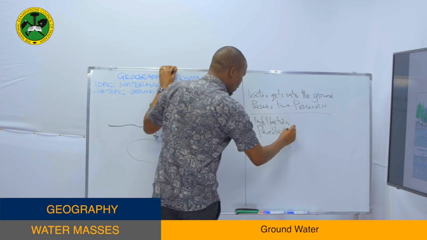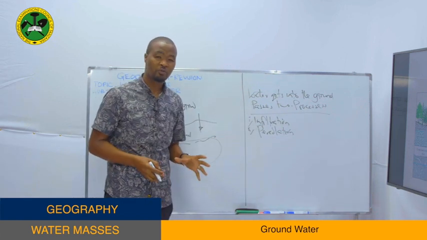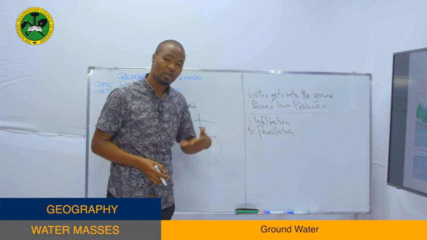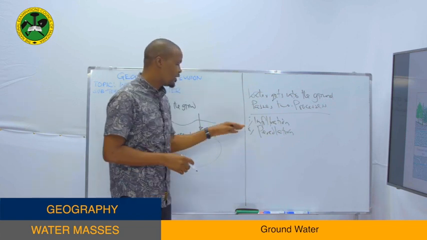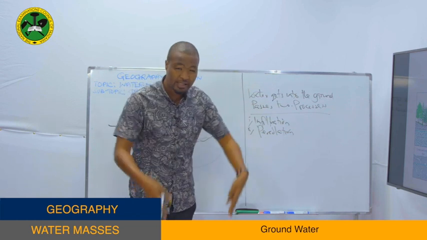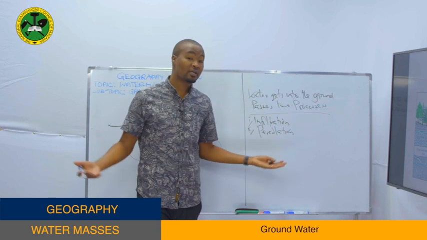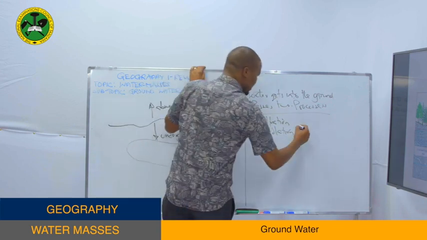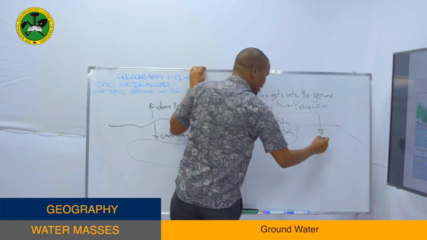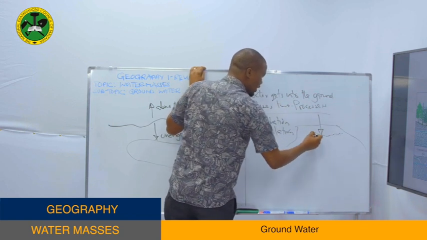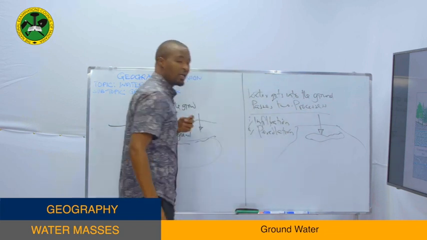So what is infiltration? Infiltration refers to the downward movement of water underground, but near the surface level. It means we are talking about the movement of water inside the rocks underground, but found nearby the surface level. Are we together? Let's say this is our ground. There is movement of water underground, but near the surface level, as you can see. That is what we call infiltration.